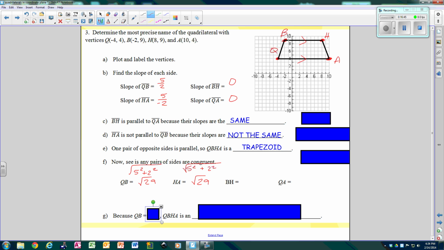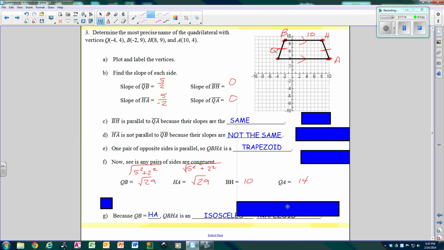BH, 1, 2, 3, 4, 5, 6, 7, 8, 9, 10. So BH has a length of 10. And QA, 1, 2, 3, 4, 5, 6, 7, 8, 9, 10, 11, 12, 13, 14. All right, so this one is congruent to this one. This one is parallel to this one. So since QB is congruent to HA, this is exactly an isosceles trapezoid.